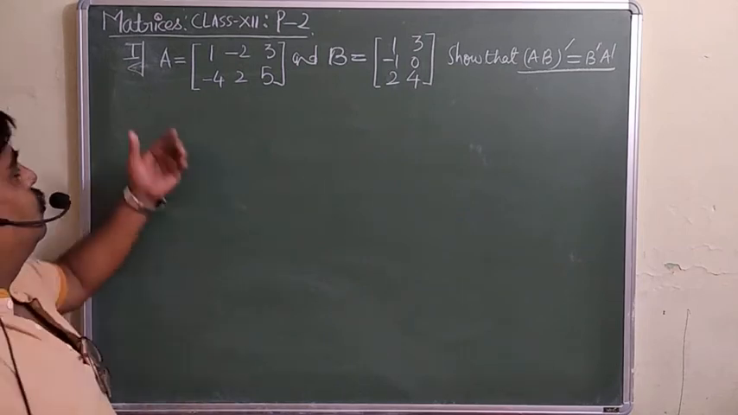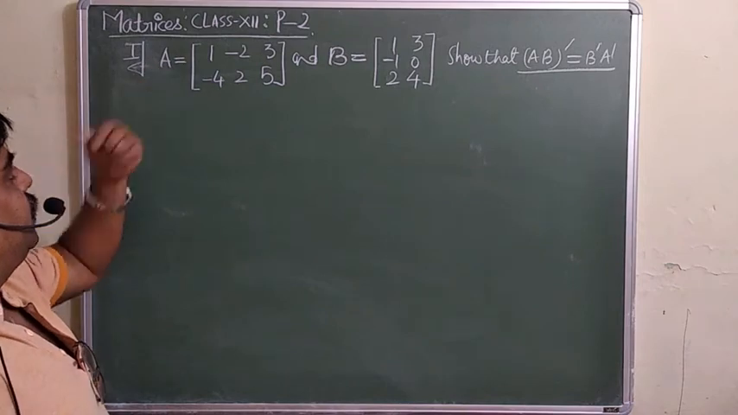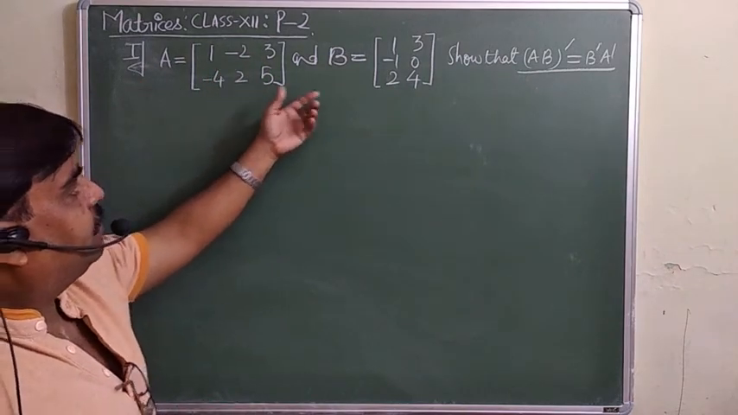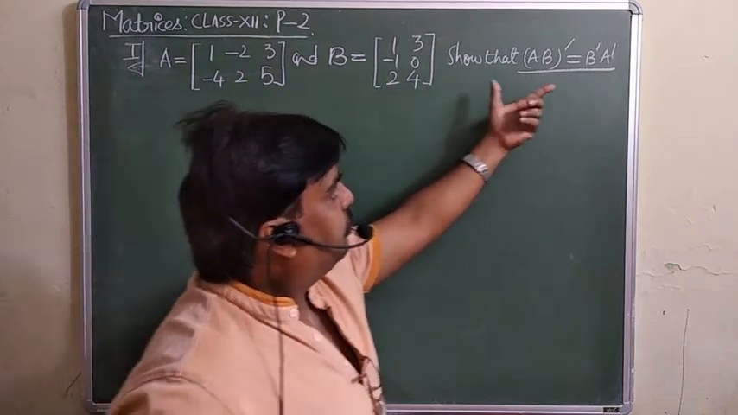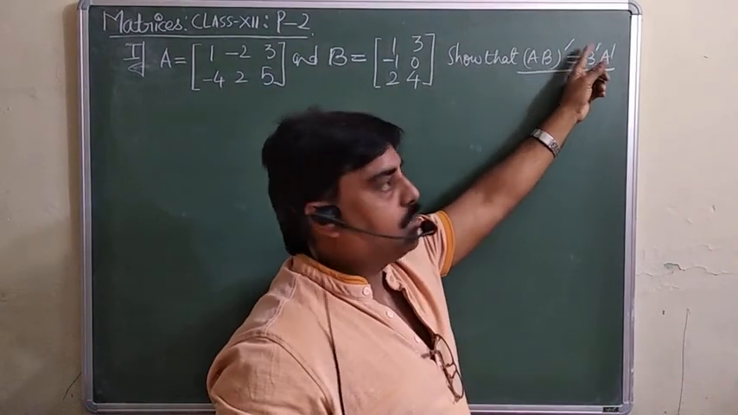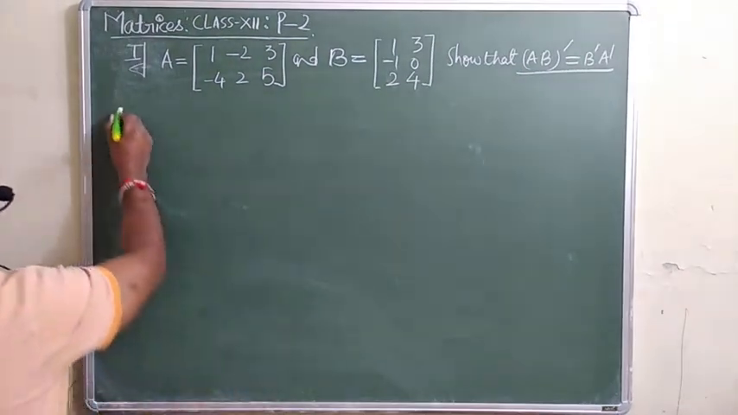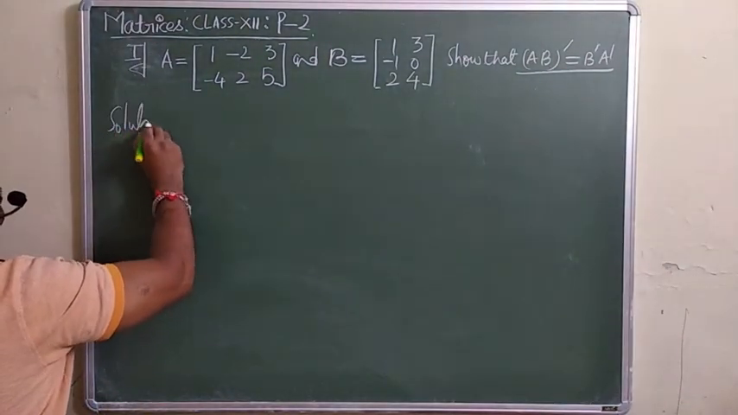Okay, so one problem we are taking: there is a matrix A, [1, -2, 3; -4, 2, 5], and another matrix B is there. We want to show that (AB) whole transpose is equal to B transpose into A transpose. See now, look at here.